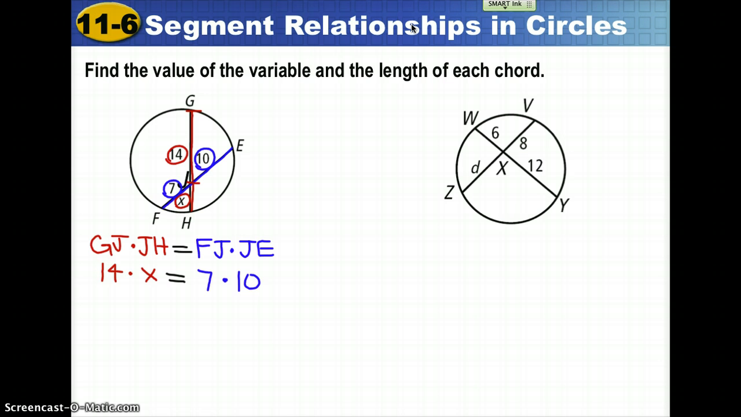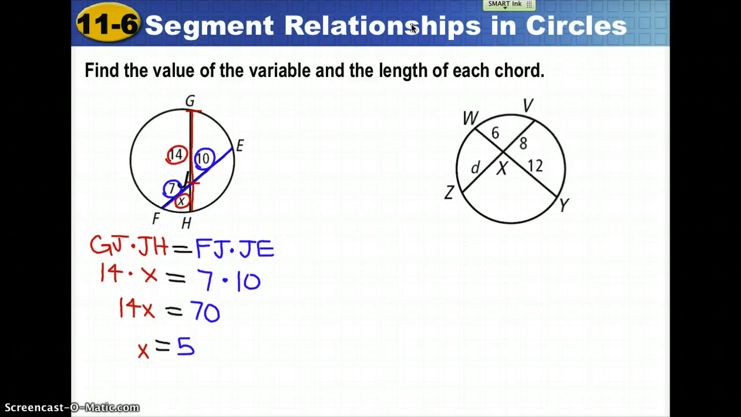And then we keep solving it. 14x equals 7 times 10. Well, that's 70. Divide both sides by 14. X equals 7. Oh no, x does not equal 7, my bad. X equals 5. X equals 5. Okay, that's great.